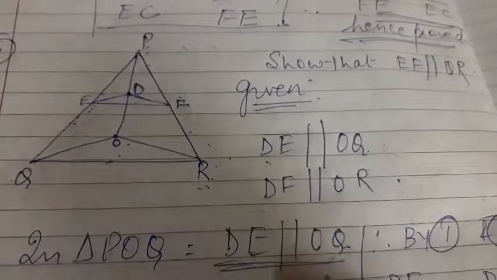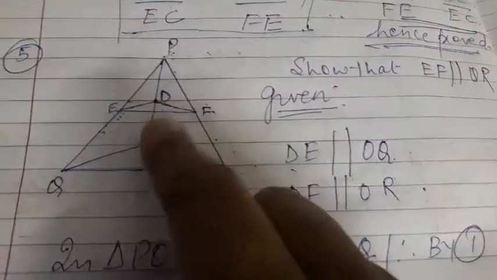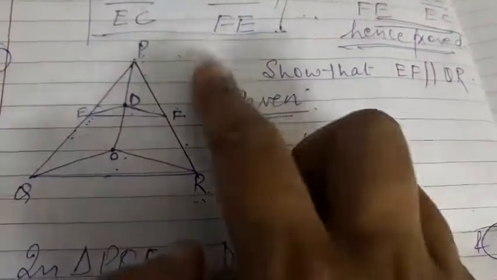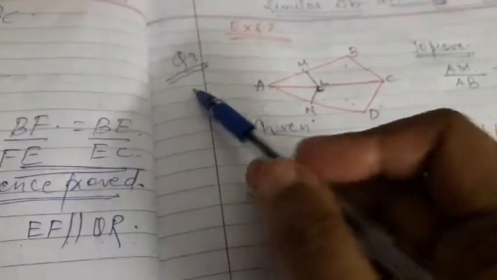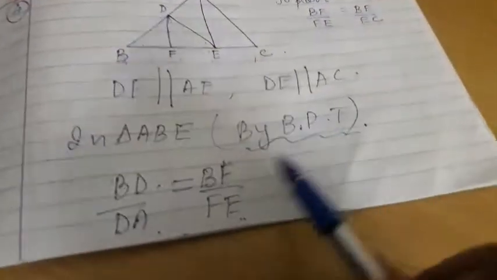So we have proved that PE upon EQ is equal to PF upon FR, and therefore, since the corresponding sides are proportional to each other, EF is parallel to QR, and this completes your question. Now children, today I have completed with you question number 3, and here I have done question number 4 and question number 5. So this is the complete proof of the 3 questions.